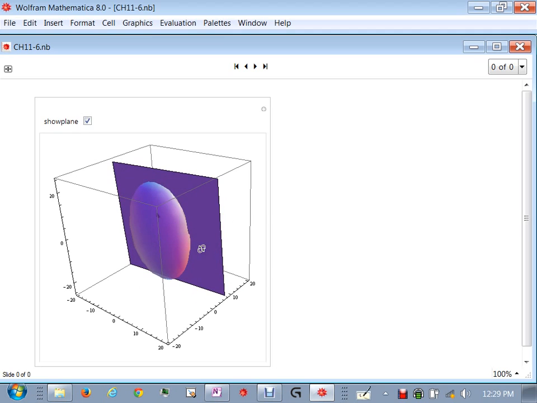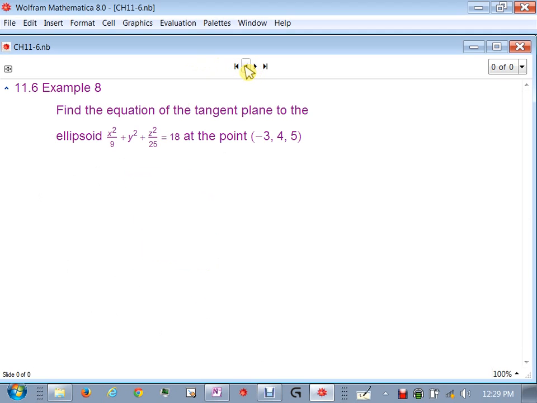Now, you could not use the formula before from 11.4 because to use the formula for 11.4, this had to be written as f of x, y equals whatever. You'll see that it's not written that way. But because of what we just saw in the previous note, we should still be able to do this.